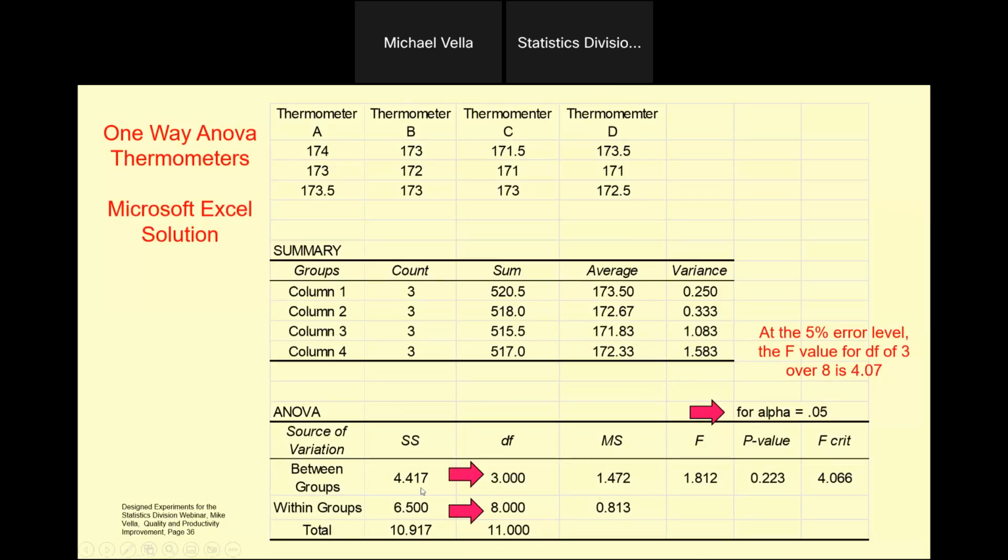So the mean square is the sum of squares divided by the degrees of freedom. So 4.417 divided by 3 is 1.472, and our F is the ratio of the mean square of between groups to the mean square of within groups, and that ratio is 1.812. Remember, our critical value is 4.07. So our F for this experiment, 1.812, does not exceed the critical value. So that means that we accept the null hypothesis, the innocent hypothesis that says all the thermometers are the same. That's good news.